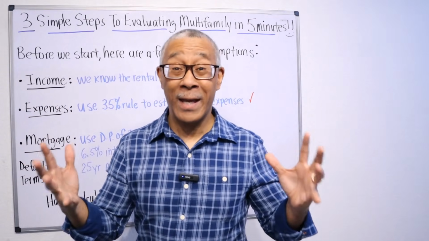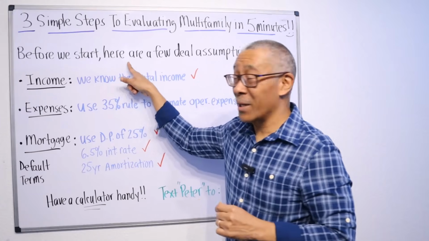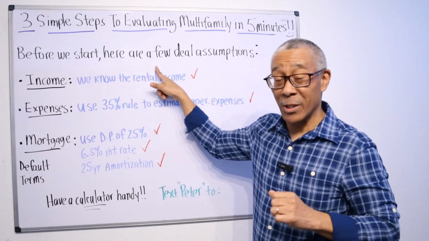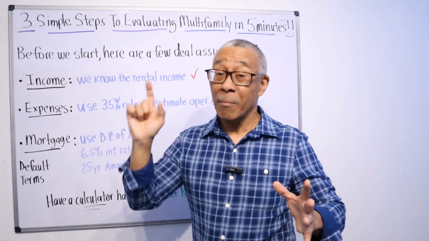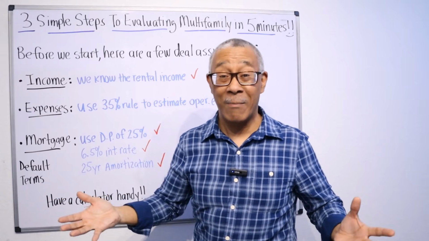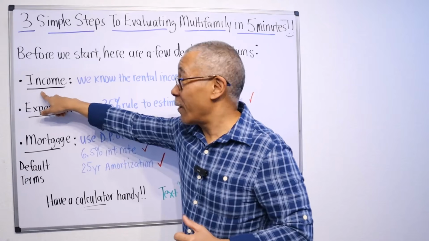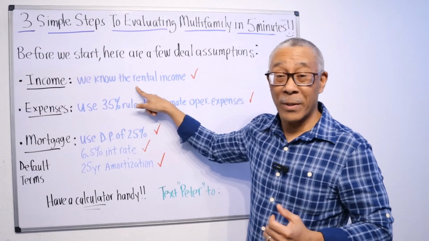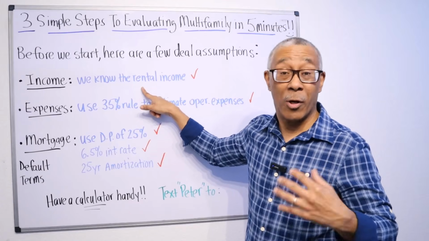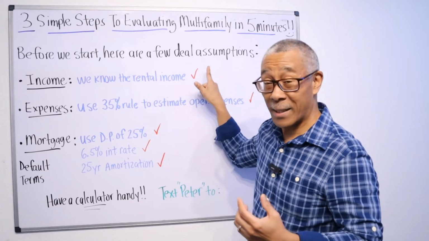But before we get started, I am going to make a few deal assumptions. In all fairness, we do need some information about the deal before we hit the clock and start our 5-minute evaluation. Okay, so the first thing you need is the income. You need to know what the rental income is per month and per year. Okay, so check the box there.